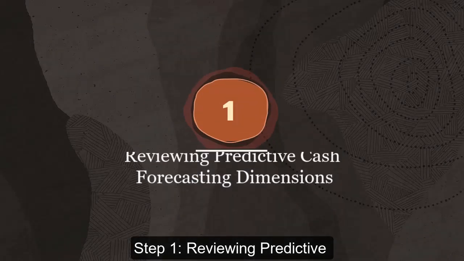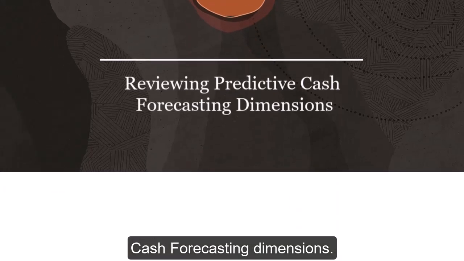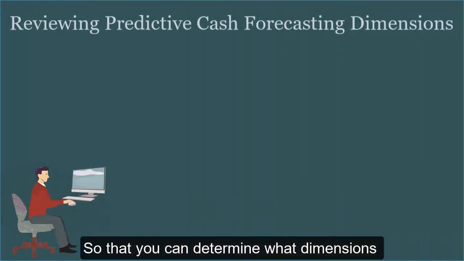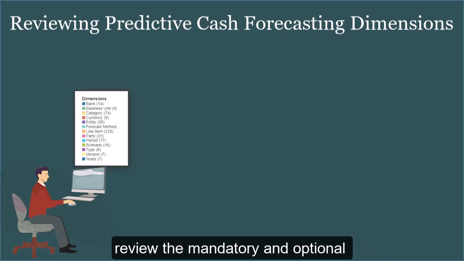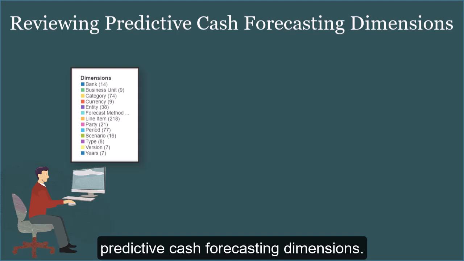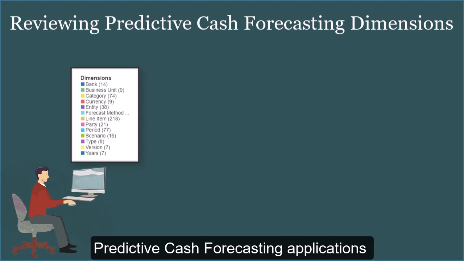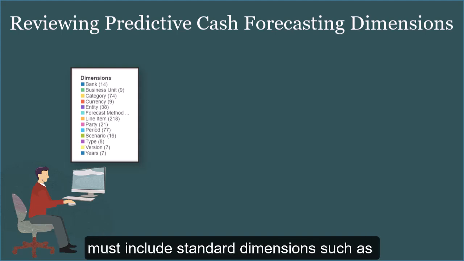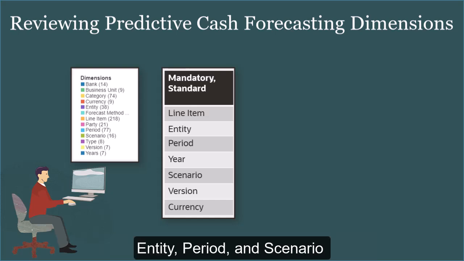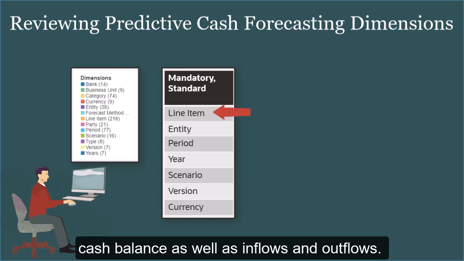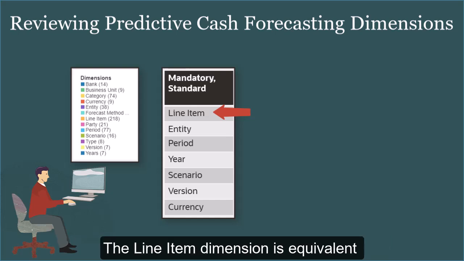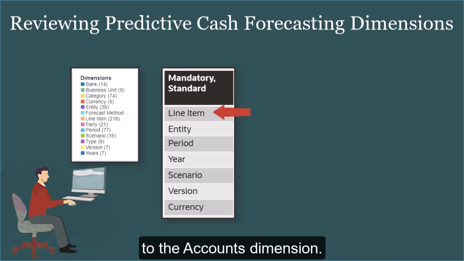Step 1. Reviewing predictive cash forecasting dimensions. So that you can determine what dimensions need to be included in your application, review the mandatory and optional predictive cash forecasting dimensions. Predictive cash forecasting applications must include standard dimensions such as entity, period, and scenario, and the line item dimension. Use the line item dimension for the cash balance as well as inflows and outflows. The line item dimension is equivalent to the accounts dimension.